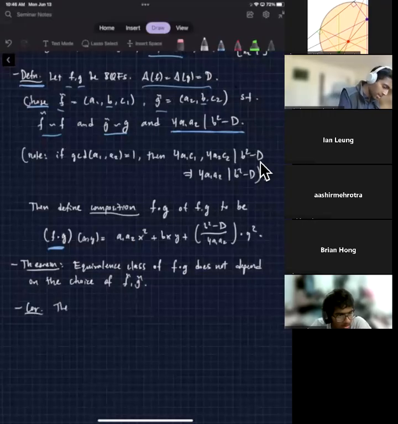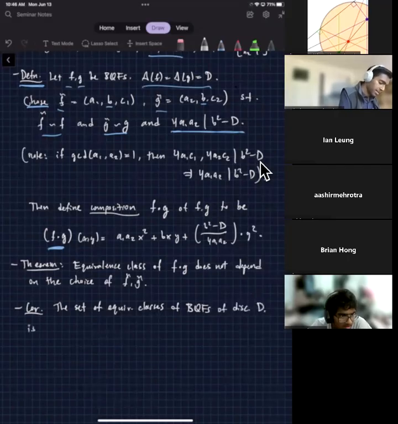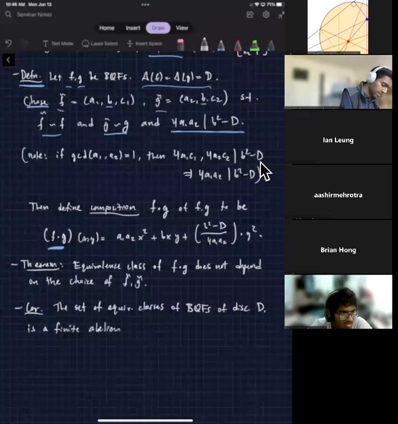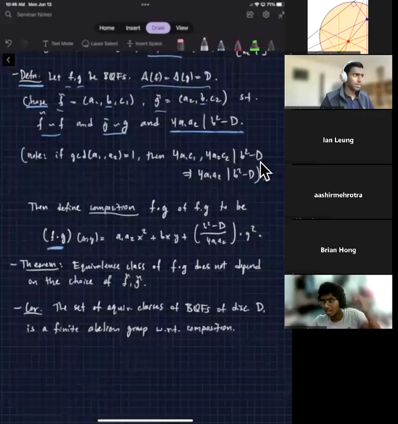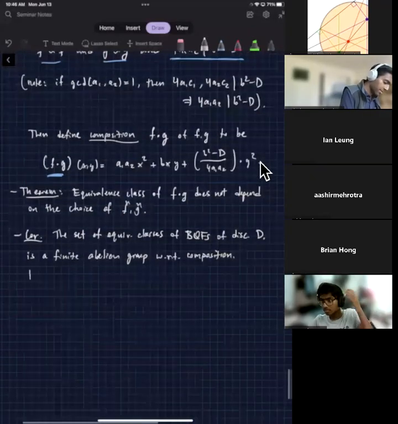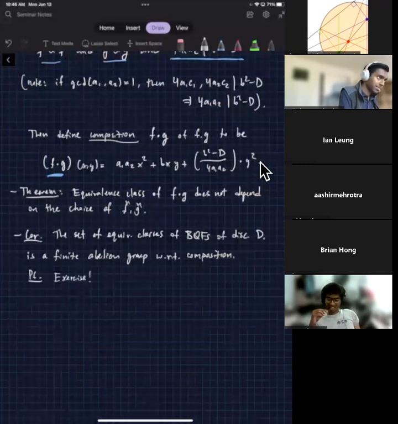Corollary: the set of equivalence classes of BQFs of discriminant D is a finite abelian group with respect to the operation of composition. So this will be comprehensible to those of you who know some group theory. I'm going to leave the proof as an exercise, but I can outline for you what the steps will be.